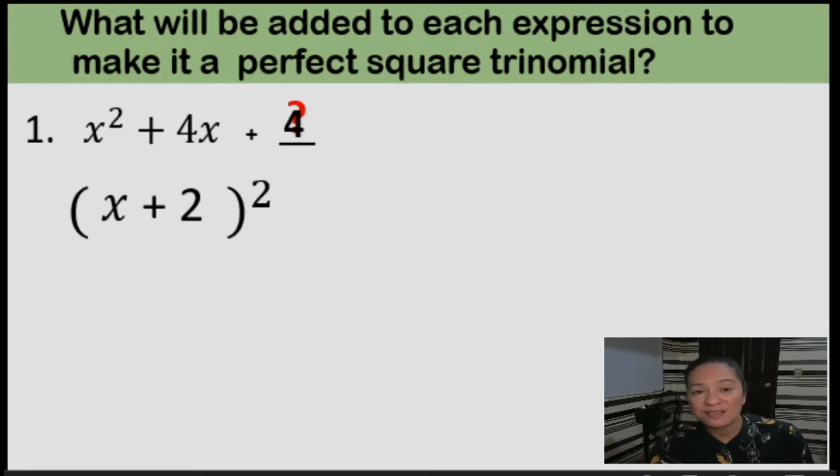Saan nakuha yung factors na yon? The first term in the binomial factor should be the square root of the first term in the trinomial. And the last term in the binomial factor is the square root of the last term. Square root of 4 is 2. Now, what about the sign? The sign here is plus, no? X plus 2. So, the sign is plus. The sign of that will depend on the sign of the middle term in the trinomial.